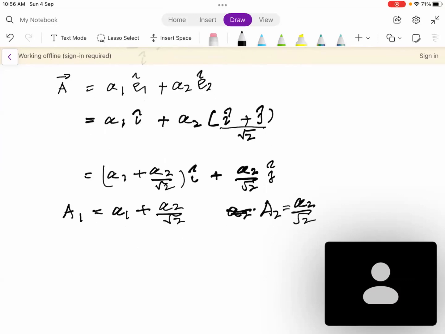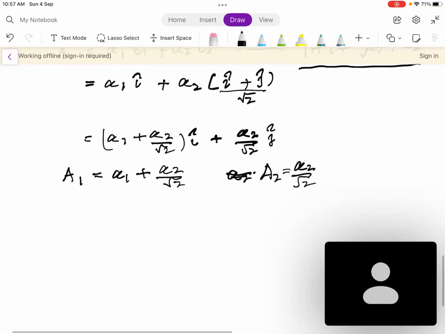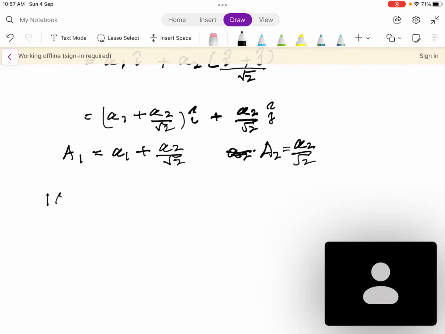So from here, if I ask what is the modulus of A, definitely that is not equal to the square root of A1 square plus A2 square. Correct? This much is clear from here, right? So basically, the modulus of A is equal to the square root of (A1 plus A2 by root 2) square plus A2 square by 2.